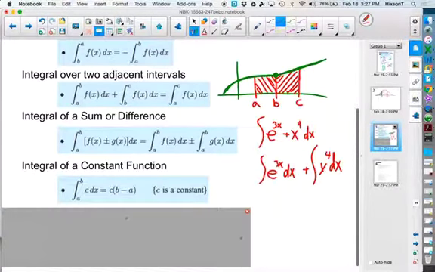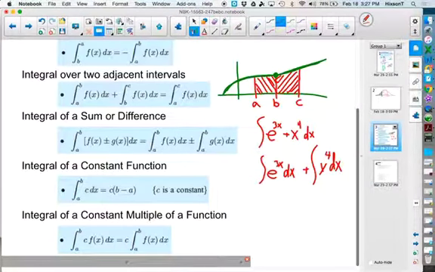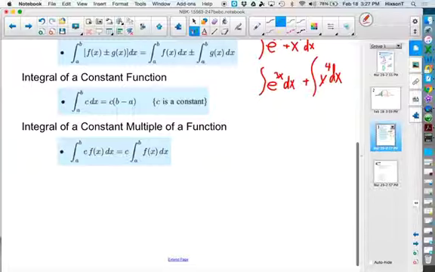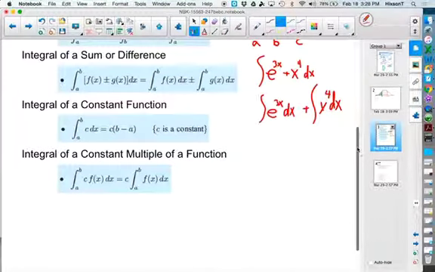And actually, here's another one, I'll skip that one for a second, because this is the one I was looking for. Just like this one, the constant multiple. Remember when we had the derivative, if you had 3 times something, you could just take the derivative of that something and multiply it by 3 at the end. You can do the same thing here with the integral. So if I had, going back up here, the integral of e to the 3x plus 5x to the 4th, I could pull the 5 outside of this integral.